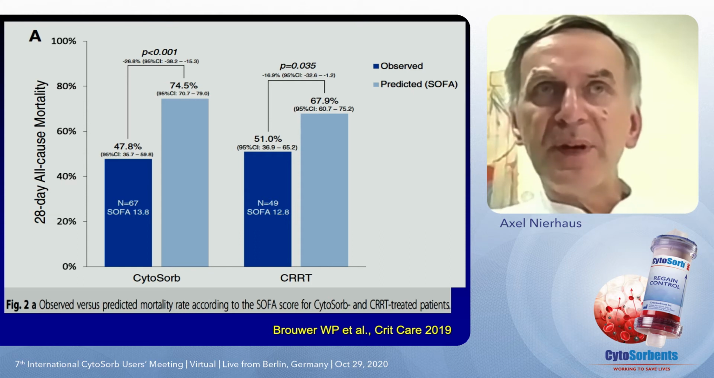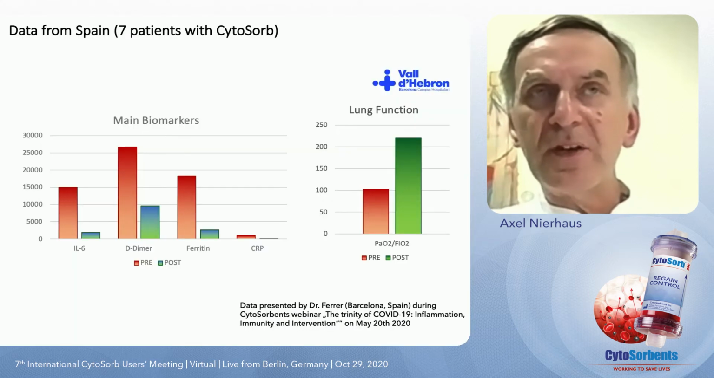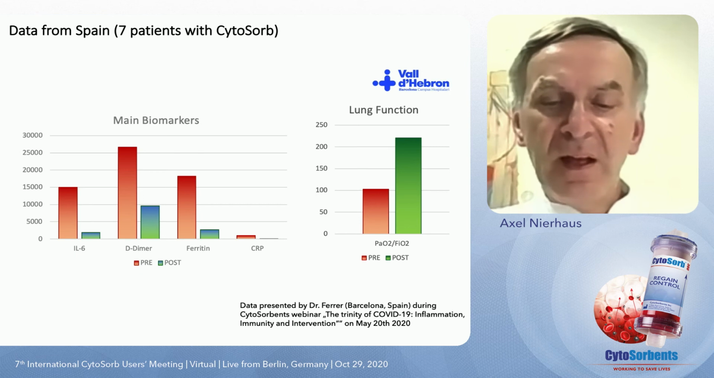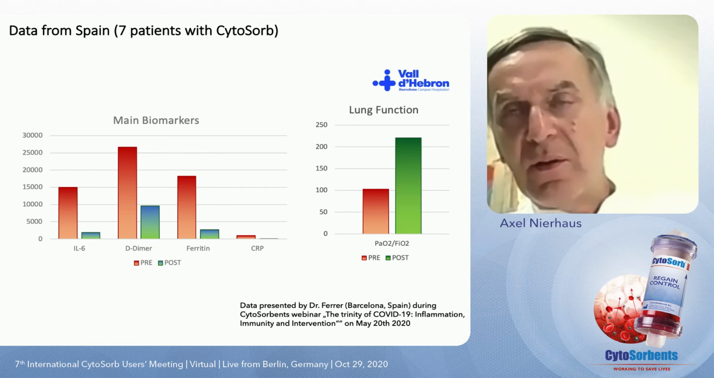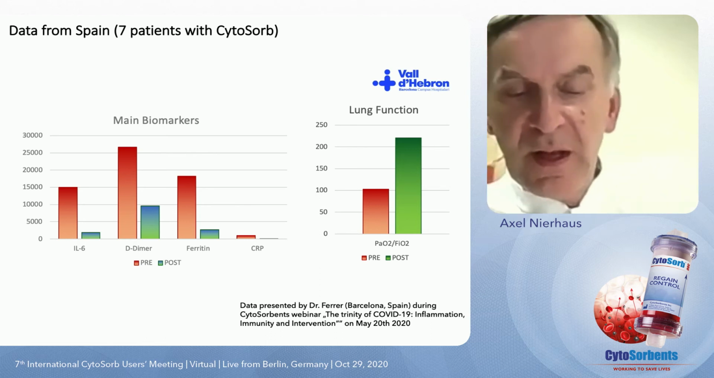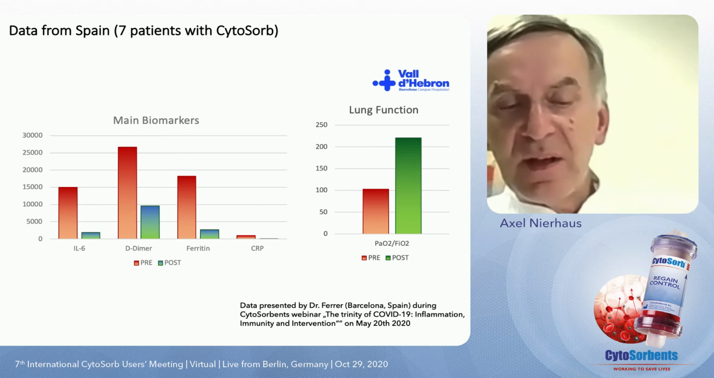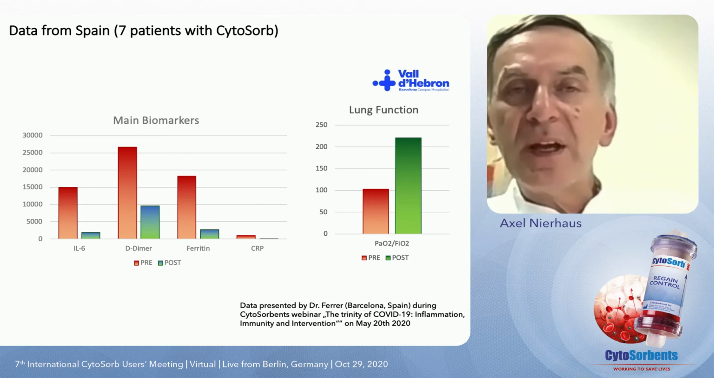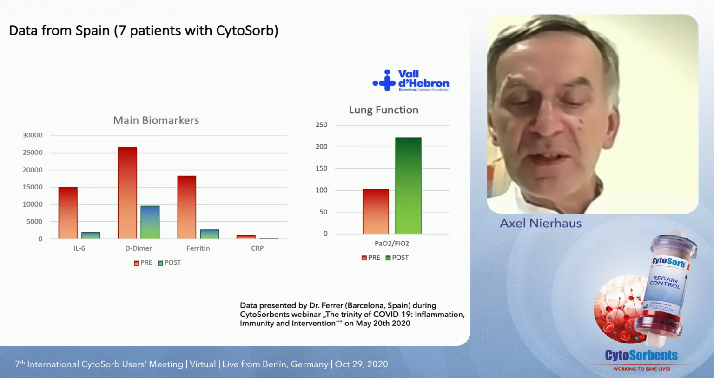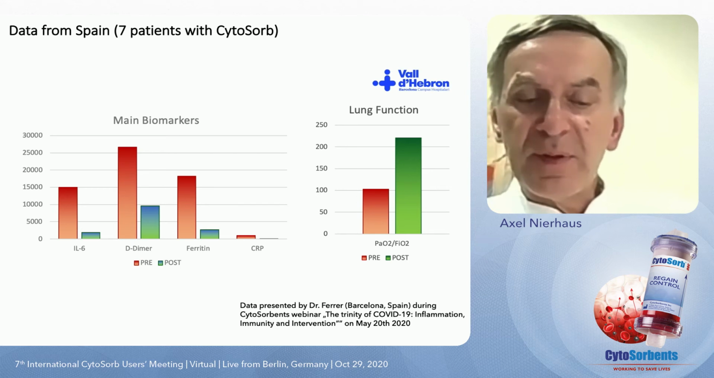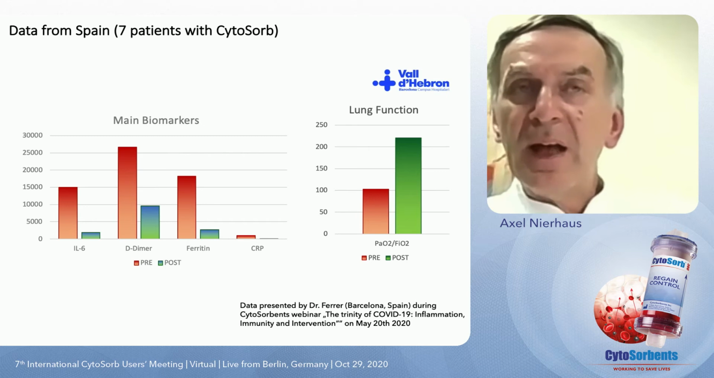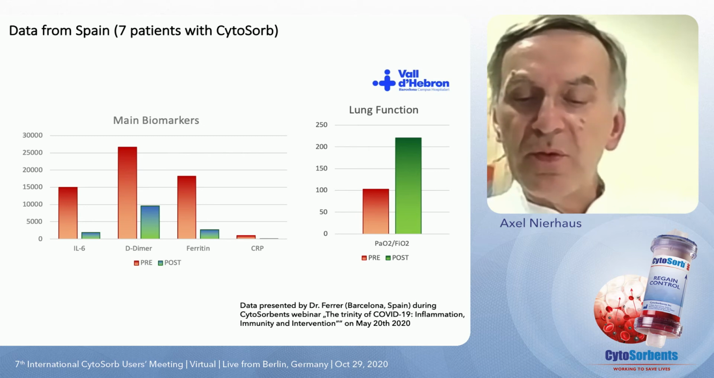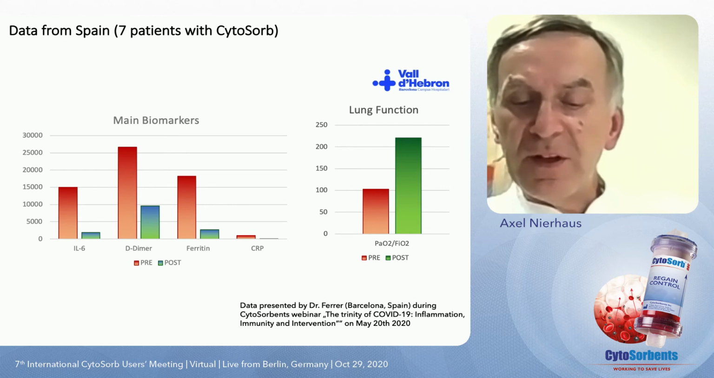Now, there are data from Spain with CytoSorb, with COVID patients. This group by Ricard Ferrer from Barcelona in spring showed the biomarkers measured in COVID-19 patients, and they could show that patients who had been treated with CytoSorb had clearly lower levels of ferritin, D-dimers, IL-6, CRP, and also pulmonary function was improved in terms of PaO2/FiO2 ratio. These are preliminary data from Spain.